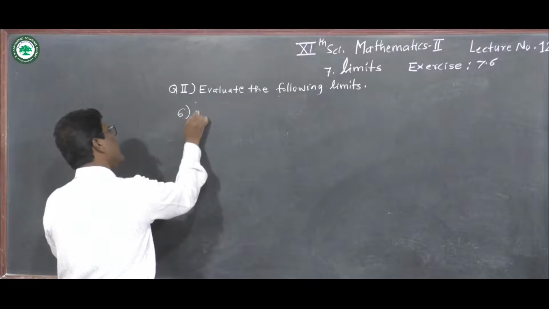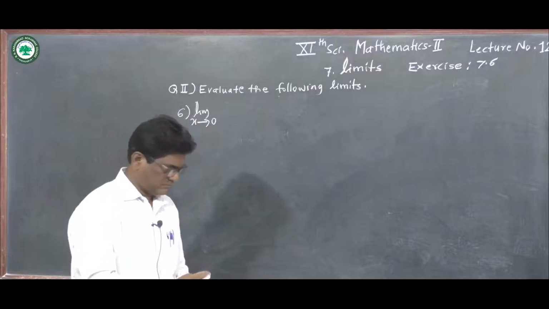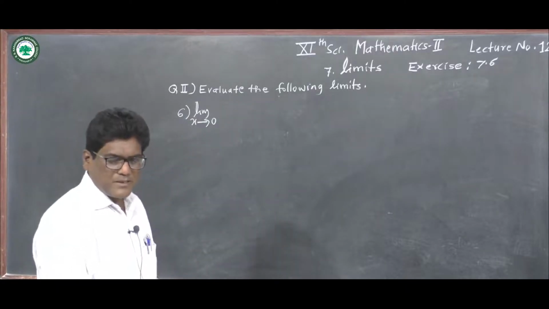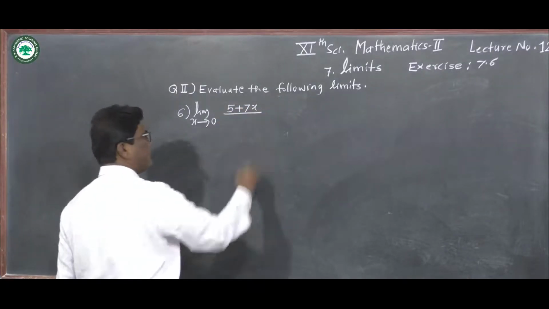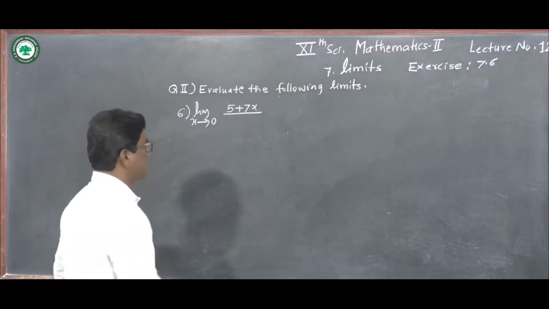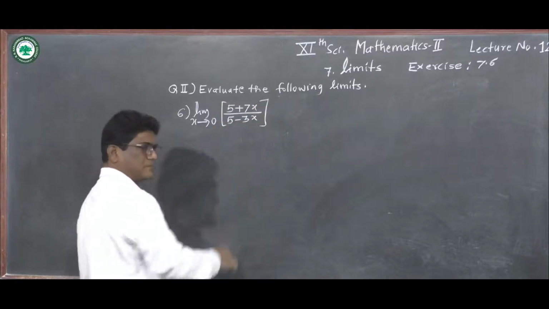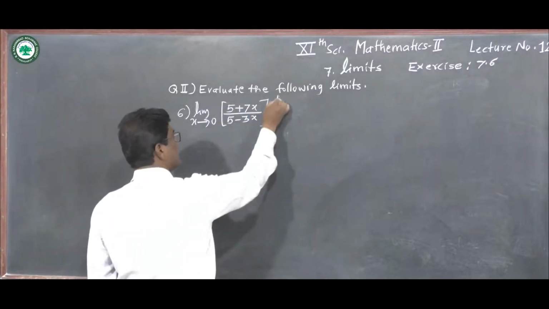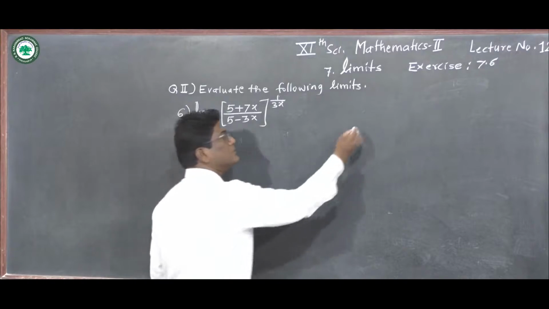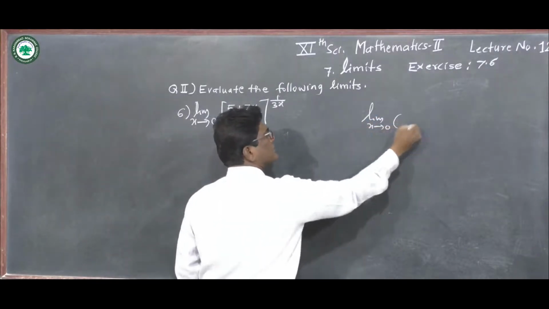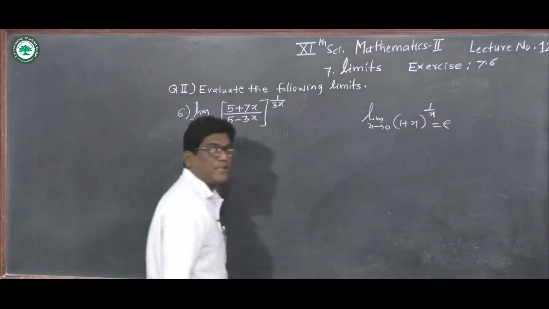Sixth problem: limit as x tends to 0 of ((5 + 7x) / (5 - 3x)) to the power 1/(3x). When there is a power of 1 upon x, we have to use the formula: limit as x tends to 0 of (1 + x) to the power 1/x is e.